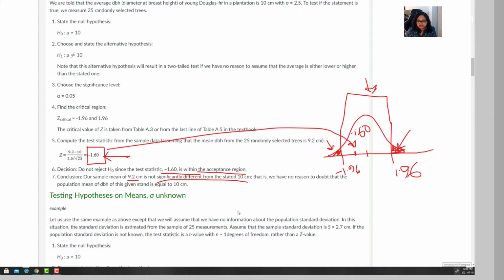That means the population mean we have, we thought, we are not going to reject that. That means it could be the 10 centimeter. So that's how we are going to make a decision and then make a conclusion.